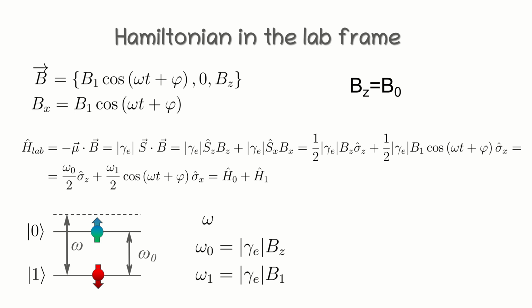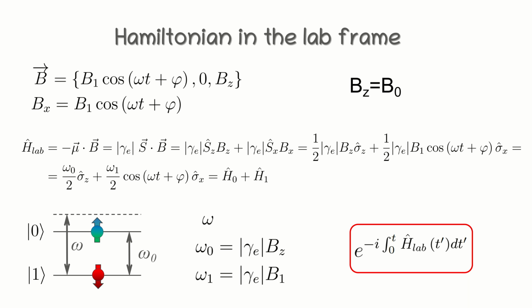And finally, we have omega, which is just the frequency of the oscillating magnetic field. It can be larger, smaller, or equal to omega 0. All the frequencies are circular frequencies, so remember about the factor 2 pi if you calculate something. Using these notations, the Hamiltonian can be written in a more compact form shown on a screen. Traditionally, the static part of the Hamiltonian is called H0, and the time-dependent part of the Hamiltonian is usually denoted as H1.